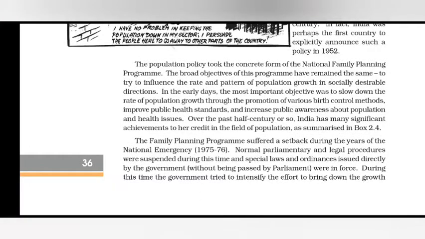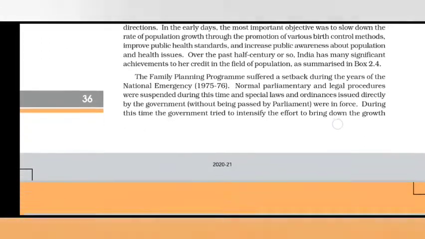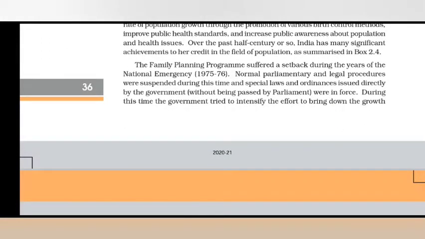The population policy took on the concrete form of the National Family Planning Program. The broad objectives of this program have remained the same: to try to influence the rate and pattern of population growth in socially desirable directions. In the early days, the most important objective was to slow down the rate of population growth through promotion of various birth control methods, improve public health standards, and increase public awareness about population and health issues. Over the past half century or so, India has many significant achievements to her credit in the field of population.